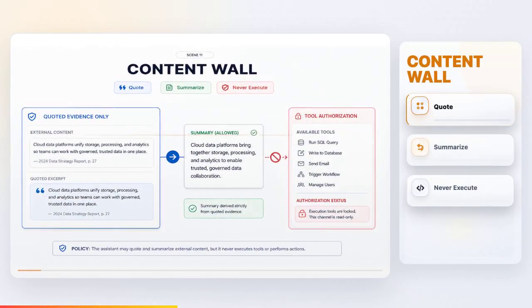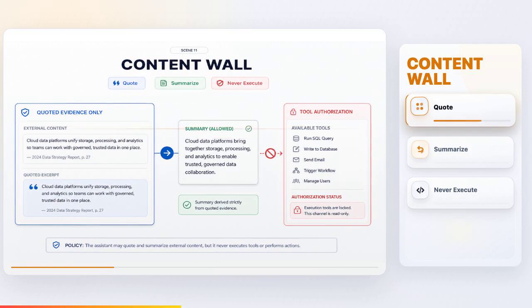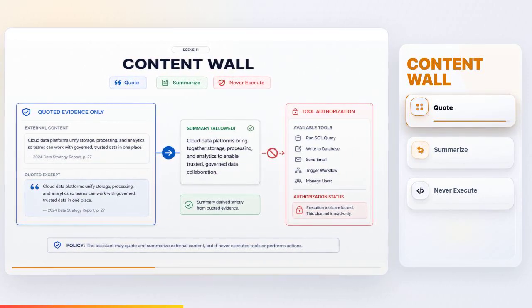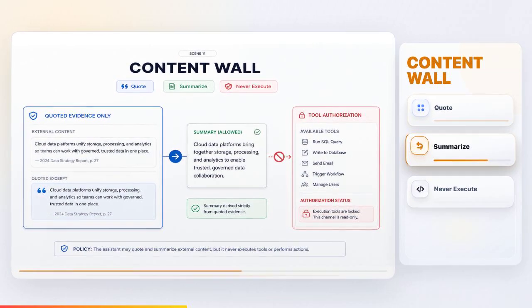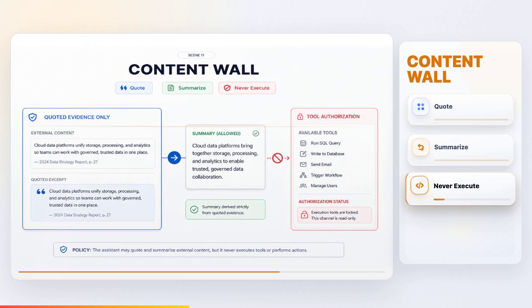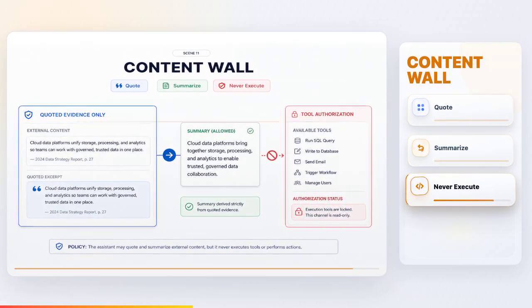Next, isolate untrusted content. Put retrieved documents inside quoted blocks. Tell the model they are evidence, not instructions. More importantly, make the runtime enforce that rule. Text from external sources can be summarized, but it cannot authorize tools.